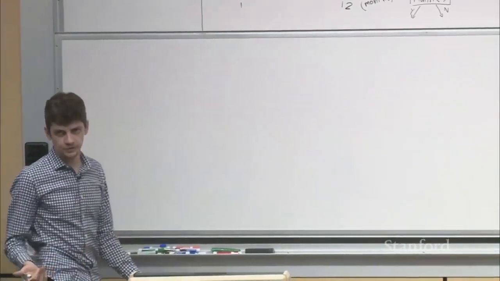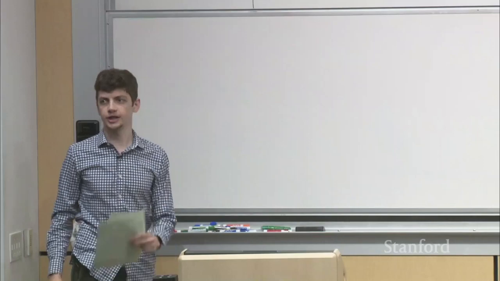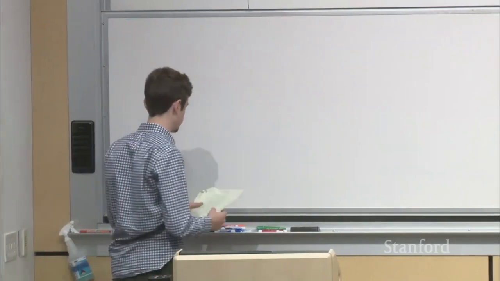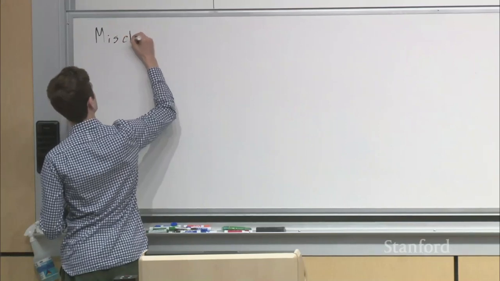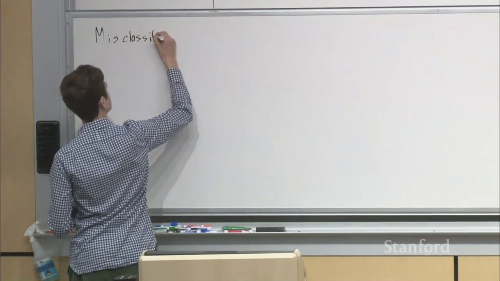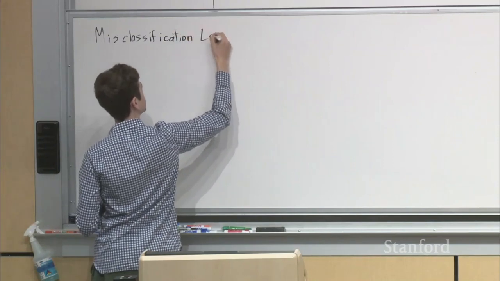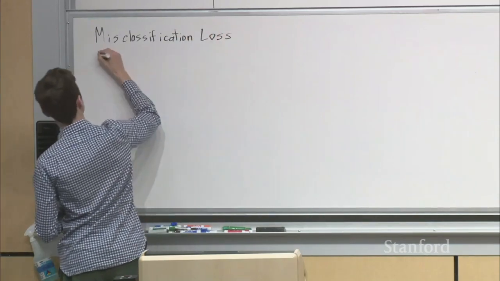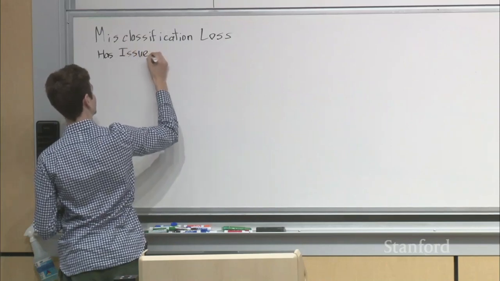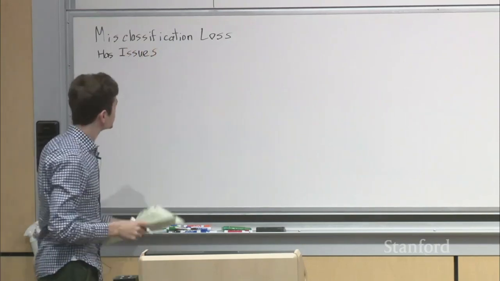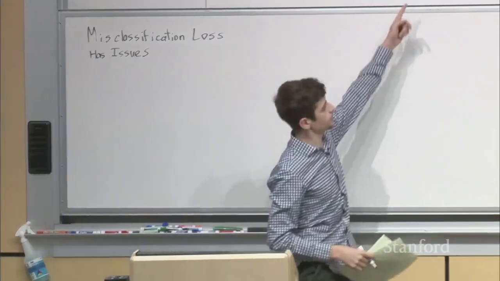So I sort of defined this misclassification loss. Let's get a little bit into actually why misclassification loss isn't the right loss to use for this problem. For a simple example, let's pretend, so I've sort of drawn out a tree like this.